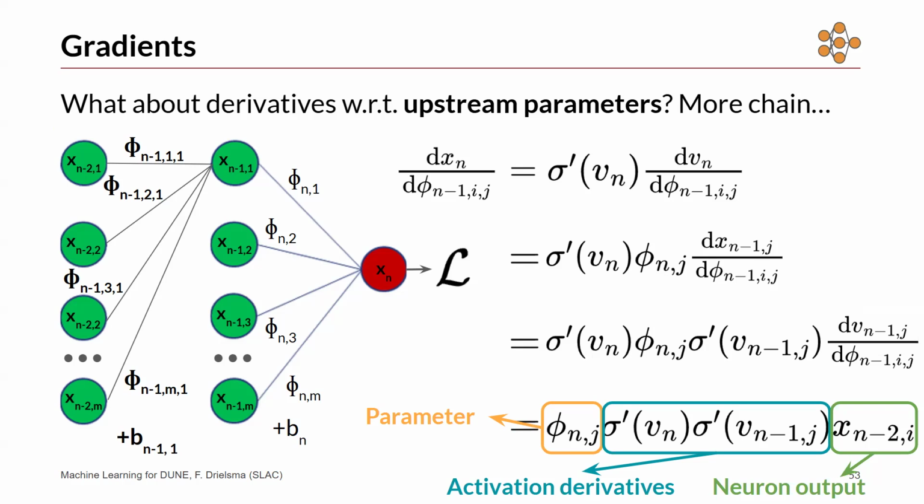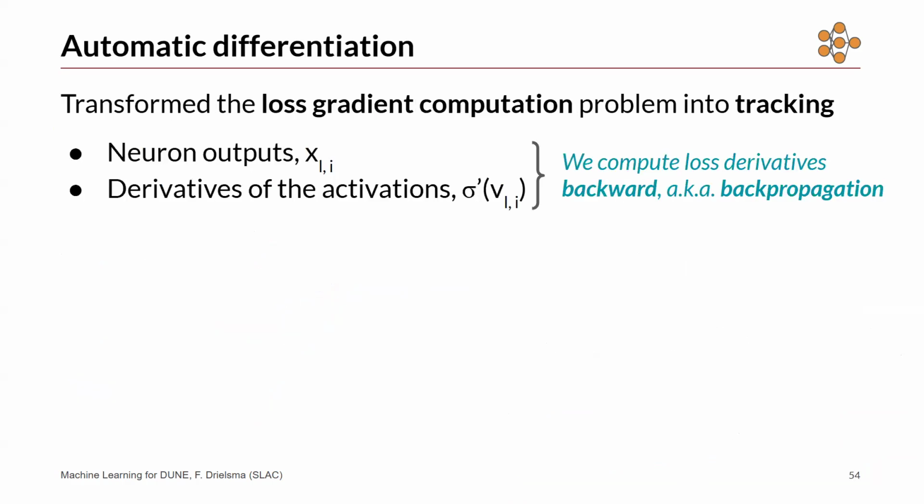All the things you need to track are the parameters of the network, the value of the differential of the activation function with respect to its input, and the value of the neuron outputs. And so the reason I'm going through this is to tell you that there are packages to do this for you, and that's pretty important. Because you're transforming the loss gradient computation into a tracking problem where you keep the neuron output and the derivatives of the activation. And so the way that we compute the gradient is by going backwards. You start by computing the differential with respect to the last parameter of the neural network, and then you keep going up and up the neural network. That's what's typically called a backward operation or backpropagation.